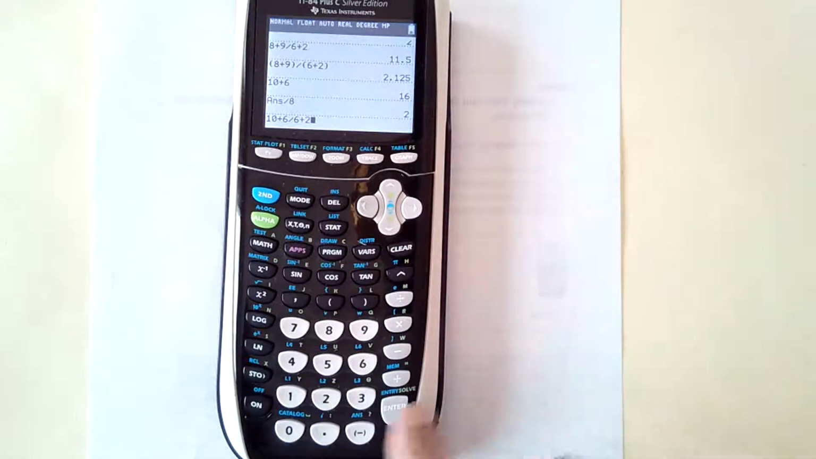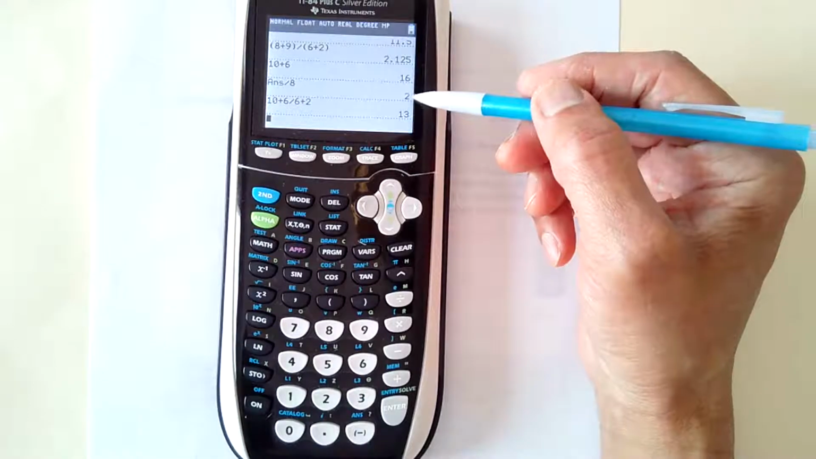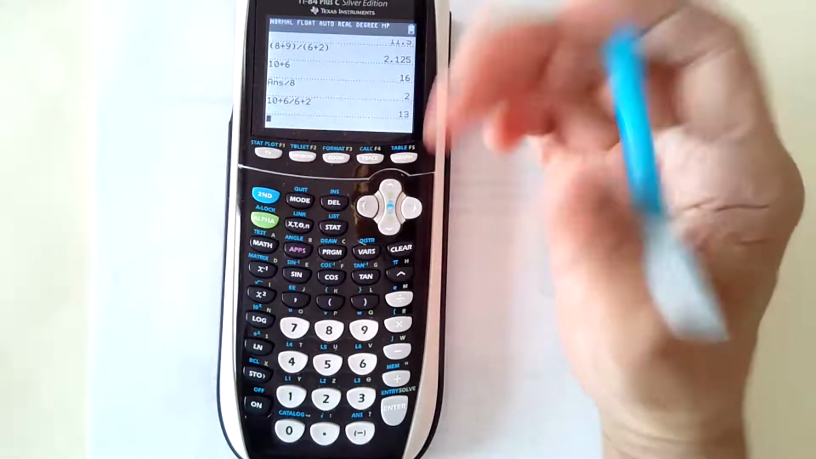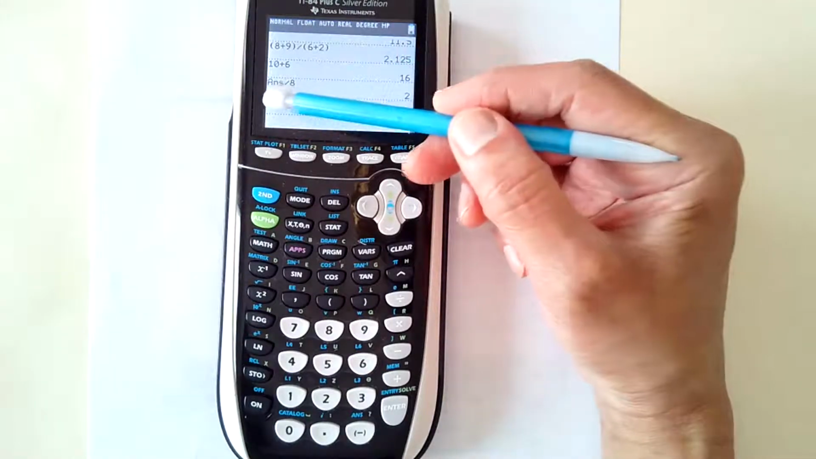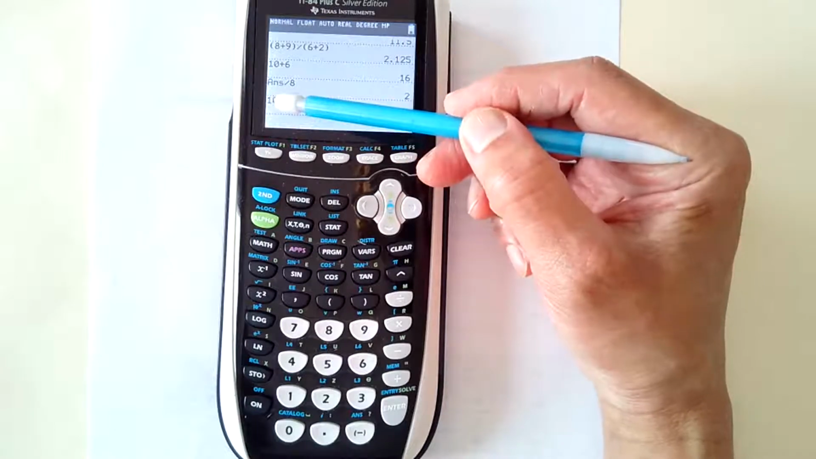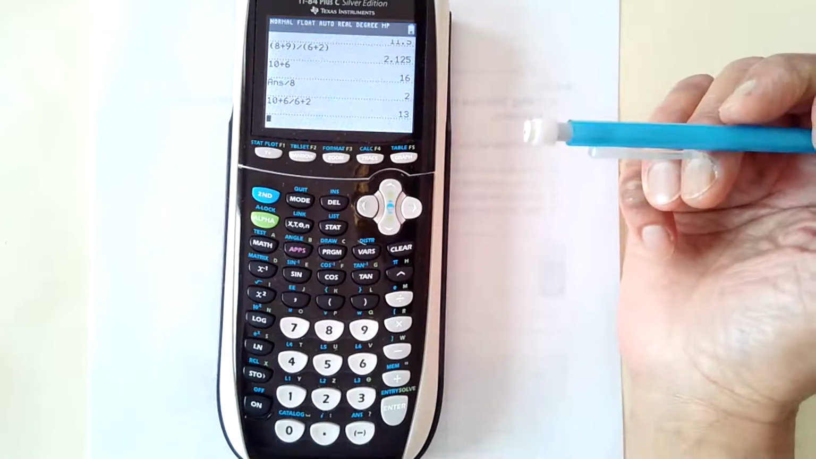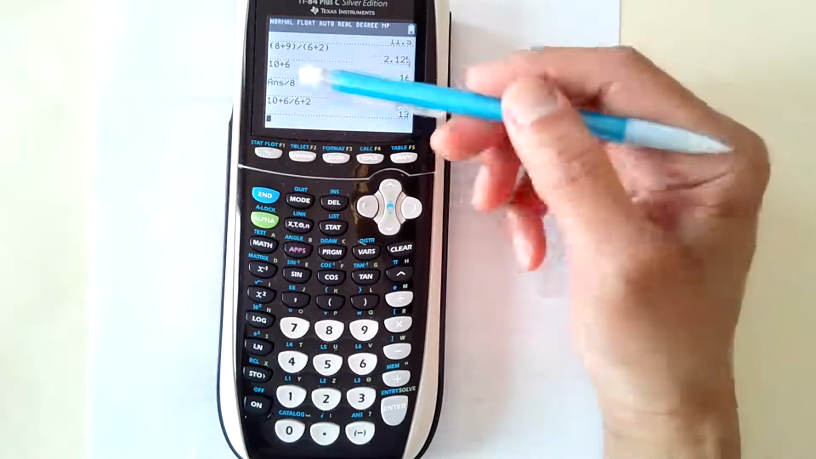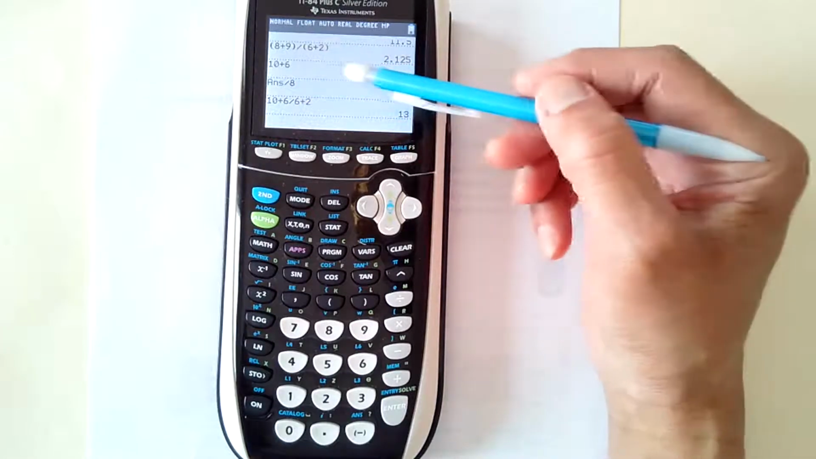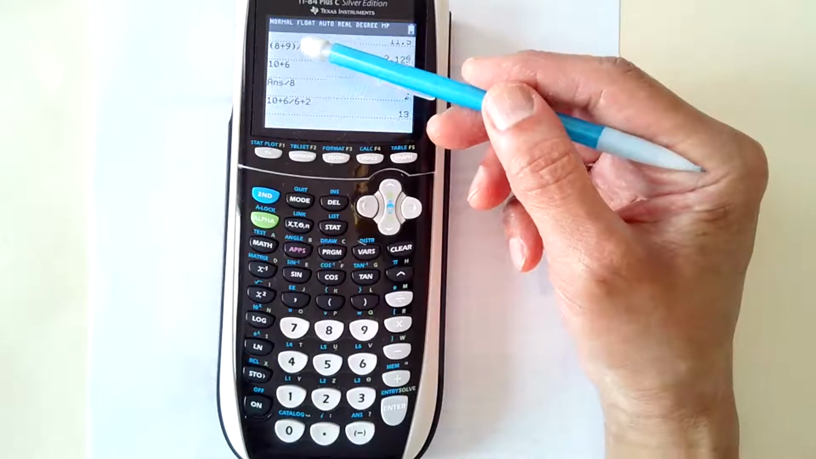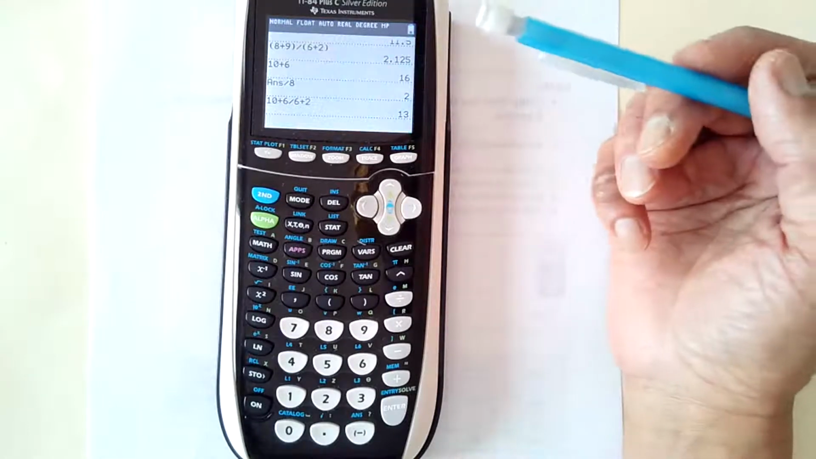But if I were to do 10 plus 6 divided by 6 plus 2, which is 8, it will not give me 2. Because I didn't put a bracket here, it adds the first 10 plus 6, which is 16, divides by 6, and then adds 2 to it. So be careful. Your brackets are important. I would recommend that you use brackets when you have multiple computations.